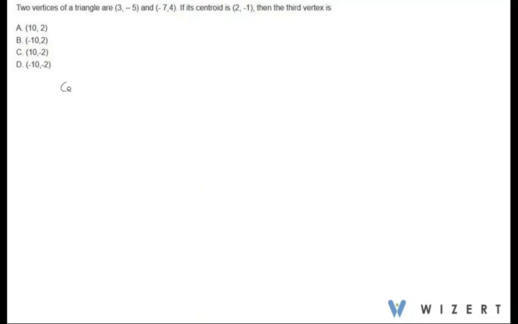We know the centroid of a triangle whose vertices are (x1, y1), (x2, y2) and (x3, y3) can be given by (x, y) equal to ((x1 + x2 + x3)/3, (y1 + y2 + y3)/3).